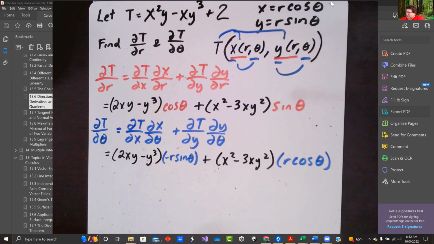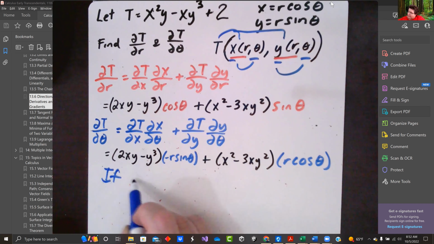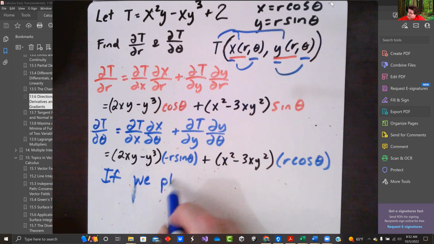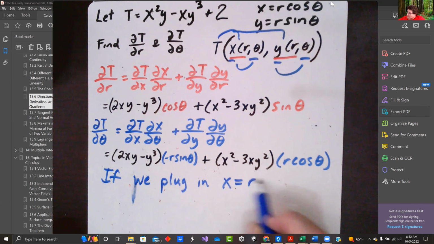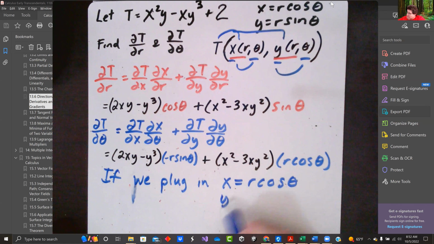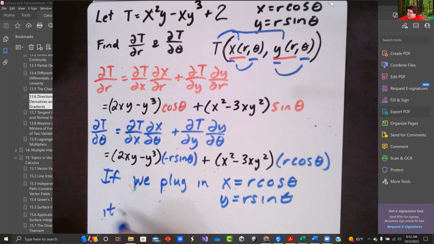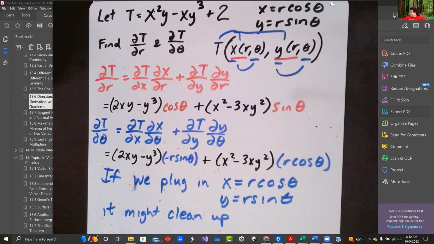And this problem might actually clean up some if we plugged in, it might clean up, because we know sine squared and cosine squared added together equals 1. But we don't really have time for that here. I guess we'll have to do implicit differentiation tomorrow.